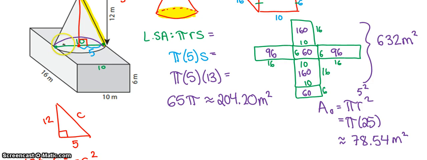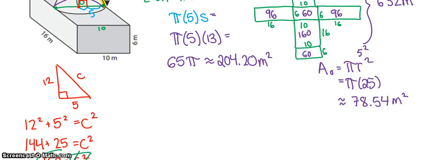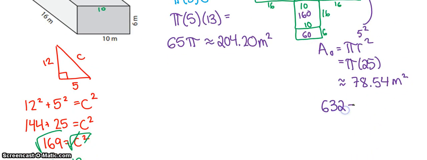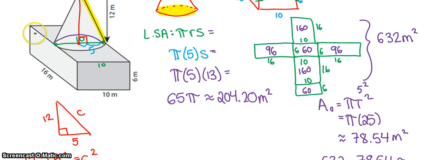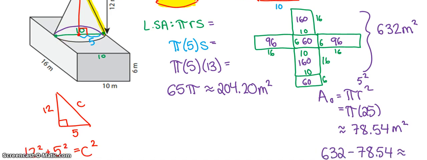So the surface area that I'm actually including in this composite figure is the total surface area of the rectangle minus the circle, because that circle's not on the surface because it's covered by the cone. So I will take 632 minus 78.54 to get the surface area that's covering the rectangular prism, which is approximately 553.46 meters squared. Okay, so that is the total surface that's included on the rectangular prism. So it's a whole rectangular prism minus this circle that's not actually on the surface.